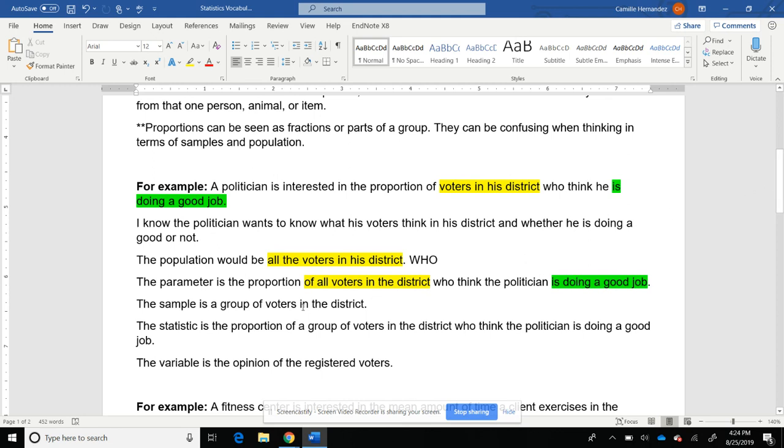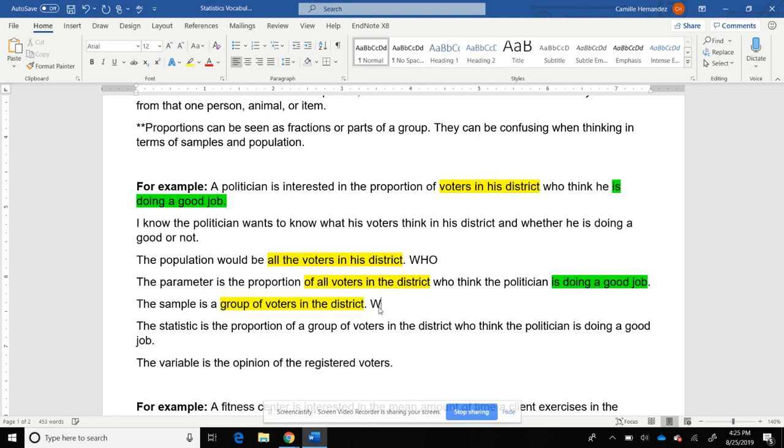Okay, for the sample, this one is very similar to the population, but again, we're looking at a group in his district. Unfortunately, it might be hard for him to get the opinion of every voter in his district, so that's why we sample, to get a group of voters in that district.